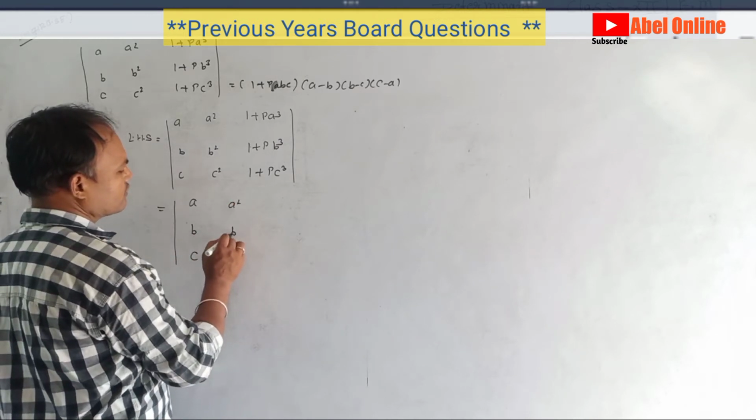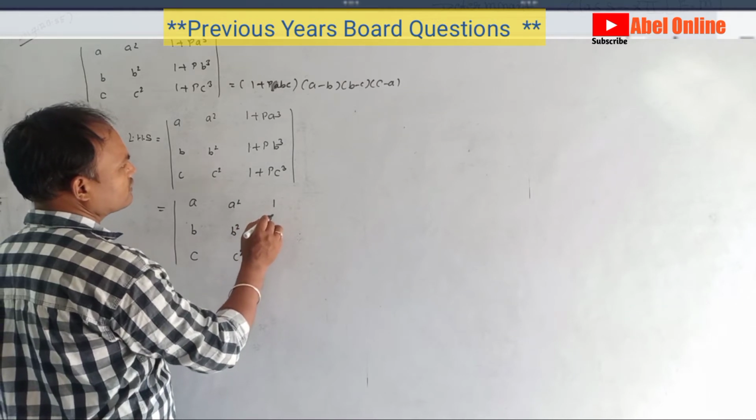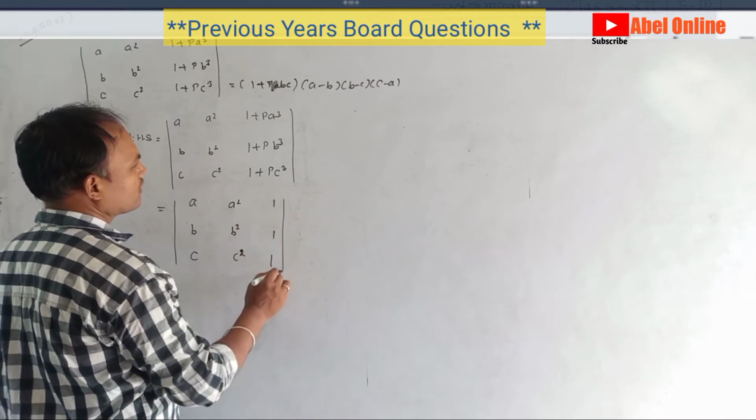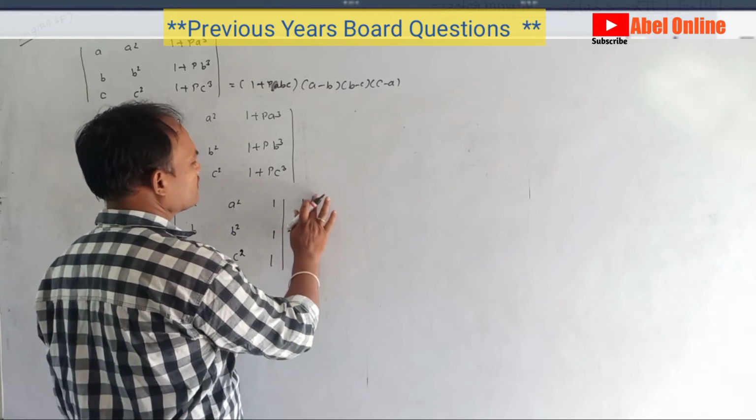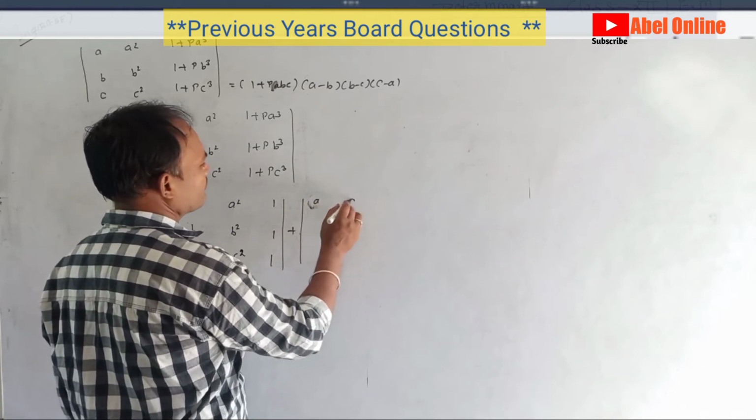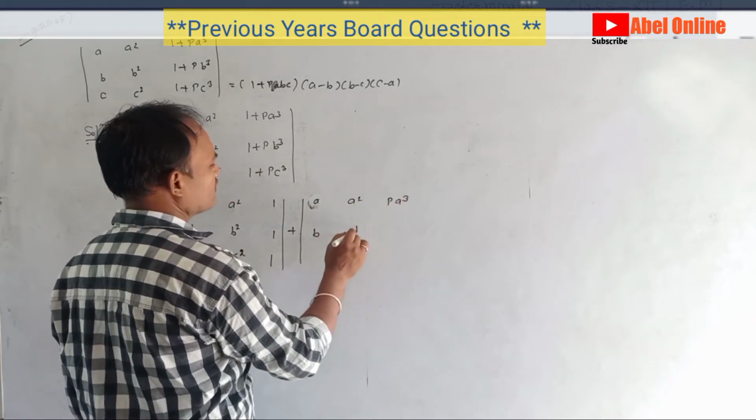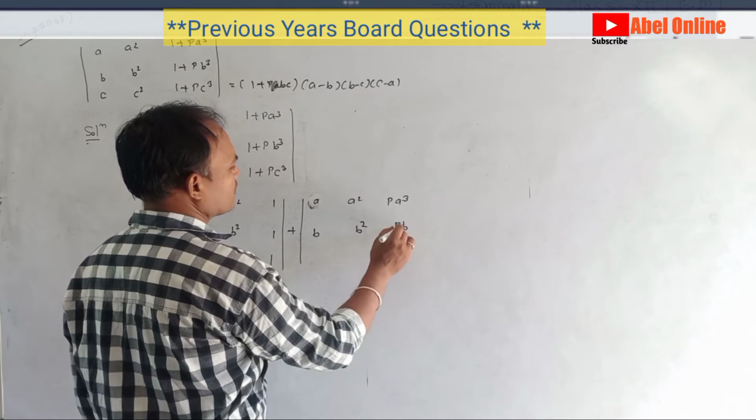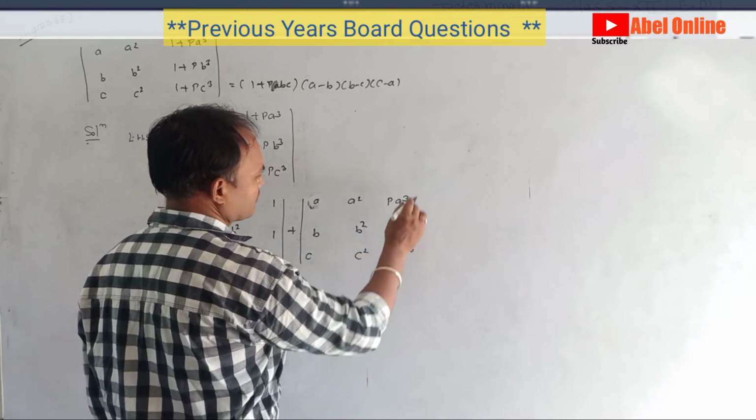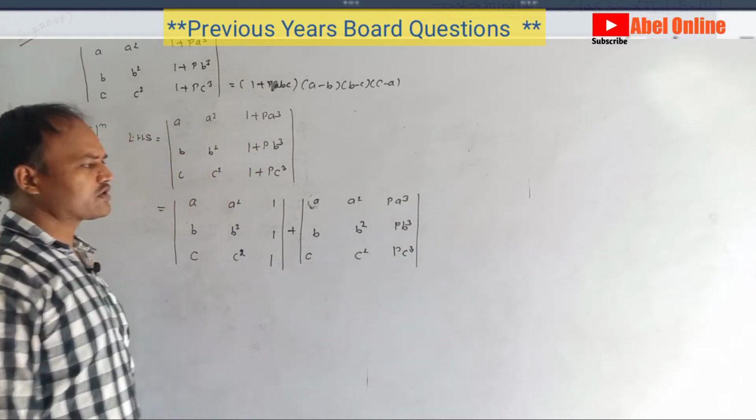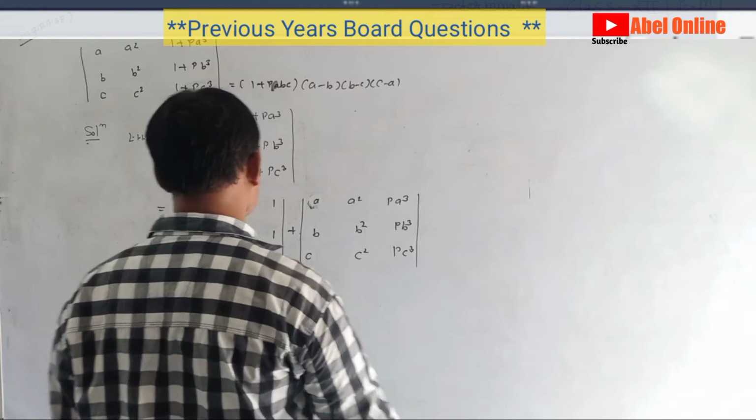a, b, c; a square, b square, c square; 1, 1, 1, and the other is a, p a cube; b square, p b cube; c square, p c cube. Okay, so students, this is the question. We have separated them into two parts.